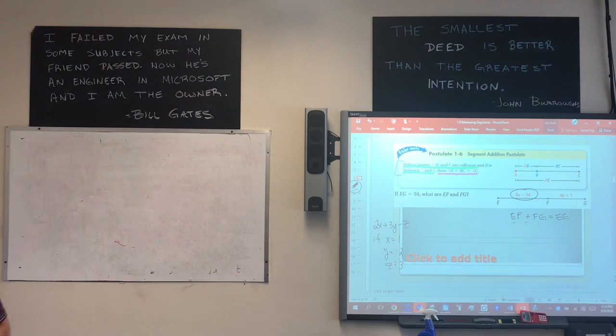So you're going to substitute EF with what it's equal to. Well, we said EF is the same thing as 8x minus 14. Okay? This plus sign is constant. It's part of the equation, so it's going to be there. Now, what is FG?